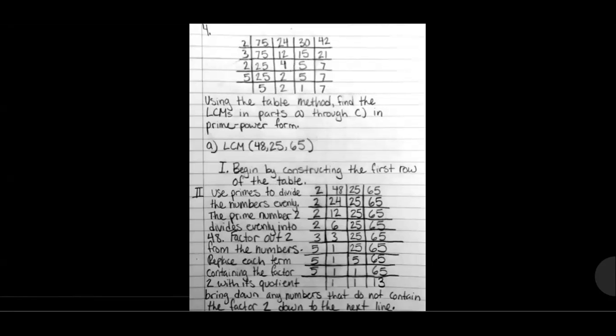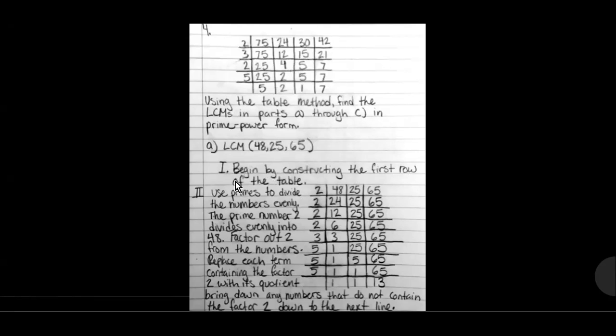Now, we are going to be using the table method to find the least common multiples in parts A through C in prime power form. So now we have this little table right here. That is how we will be doing it. This is just kind of like an example: the least common multiple of 48, 25, and 65 in prime power form.